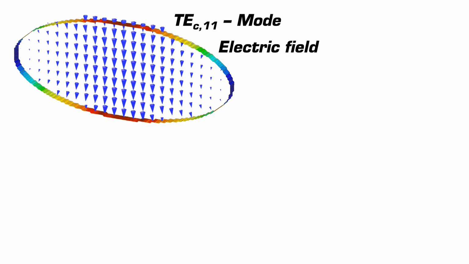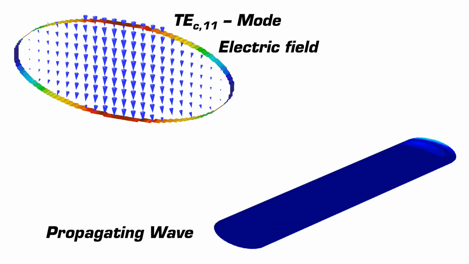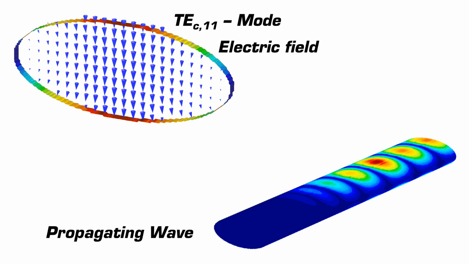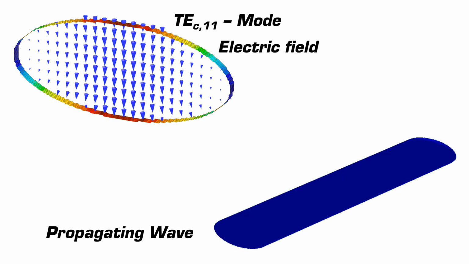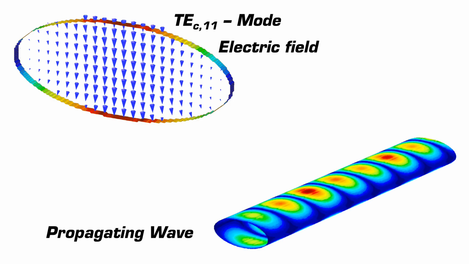Let's have a look at the electric field of the dominant mode TEC11. A slice of the elliptical waveguide is shown in the upper left-hand corner with field arrows representing the electric field. The electric field strength is color encoded on the surface of the elliptical waveguide. The lower right-hand corner shows the dominant mode TEC11 propagating through the waveguide. The mode is excited with a specific rise time at 28 GHz.